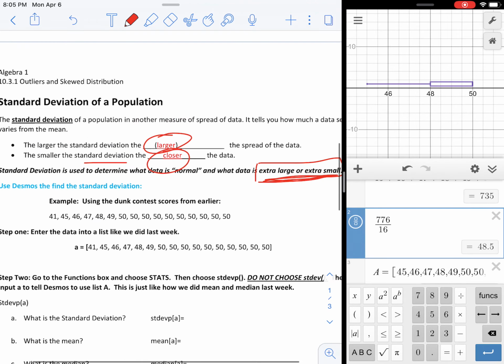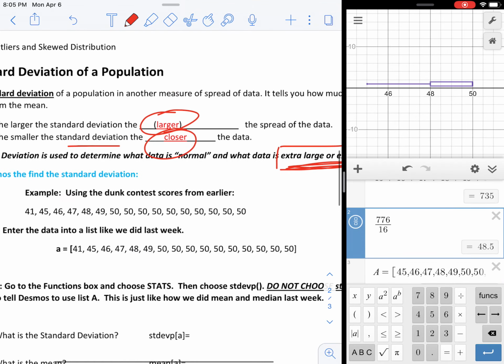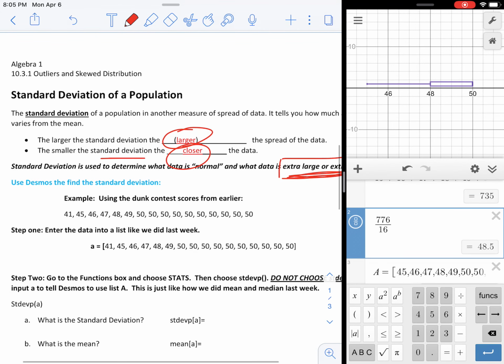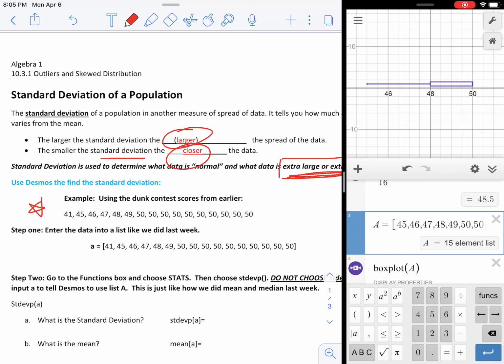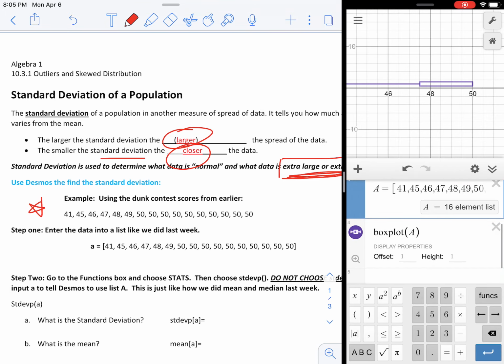But you can use standard deviation to say this seems like a normal number, this is not, right? And therefore this is an outlier. So if we do that using our dunk contest scores, we're going to enter the information just like we already did, 41, comma, and the rest of those.